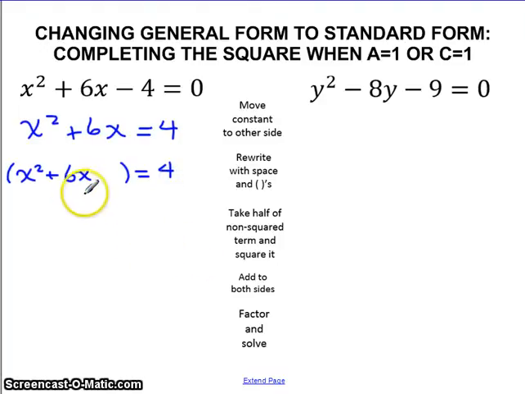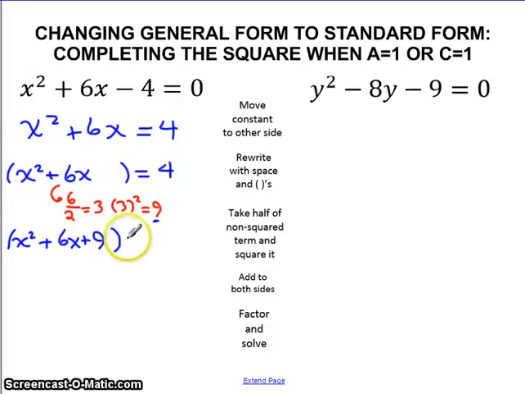Now, which number are we going to put? Well, here's what we're going to do. We're going to take this number here, the linear term of the quadratic, and we're going to divide it by 2. In this case, that gives us 3. And then we're going to take that 3 and we're going to square it, and that gives us 9. And so now what we're going to do is rewrite this x squared plus 6x, and we're going to take this number right here, this 9, and add it inside the parentheses here.